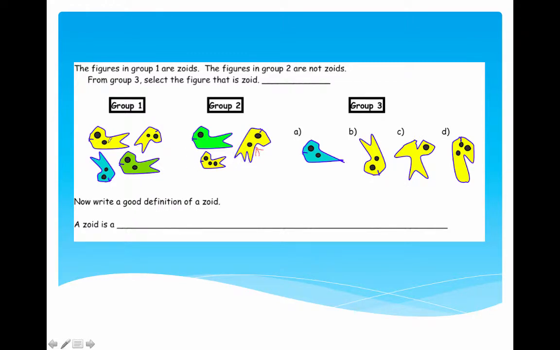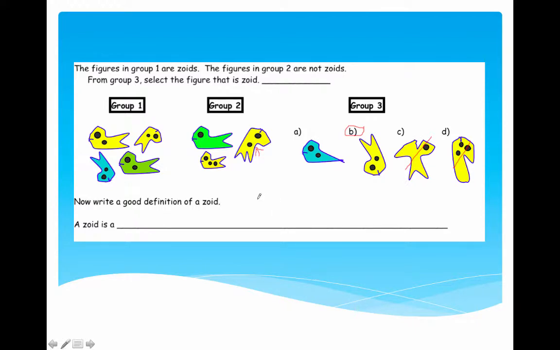So it looks like the only thing we can know for sure is that a zoid has 2 dots and 2 points on his tail. So if we look over here, this one has 2 dots, this one has 2 dots, that one doesn't, that one doesn't. This guy only has 1 point on his tail, and this one has 2. So this is the zoid.